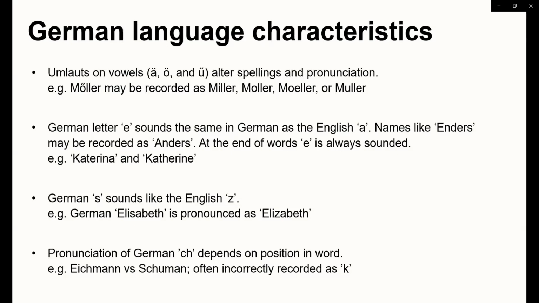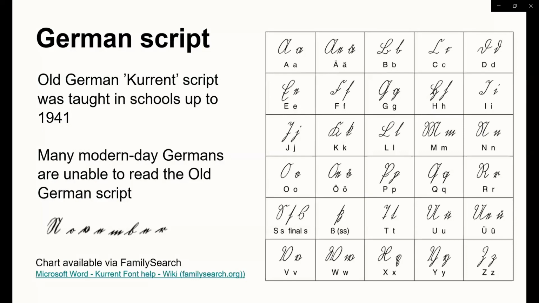German script is another source of misspellings. Old German current script was taught in schools up to 1941 and is what most of our German ancestors would have been taught. Many modern day Germans are unable to read the old German script. This chart from FamilySearch is one of many available in print and on the internet to assist in deciphering what is written. I'd like you now to look more closely at the chart so that you can see what it is that causes so much confusion and frustration for researchers.